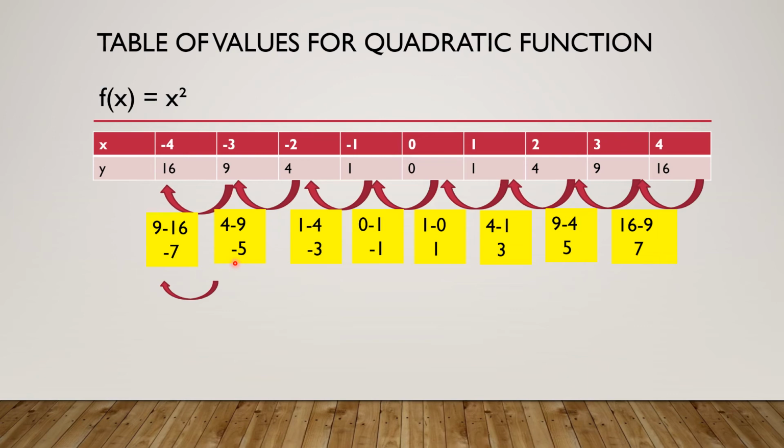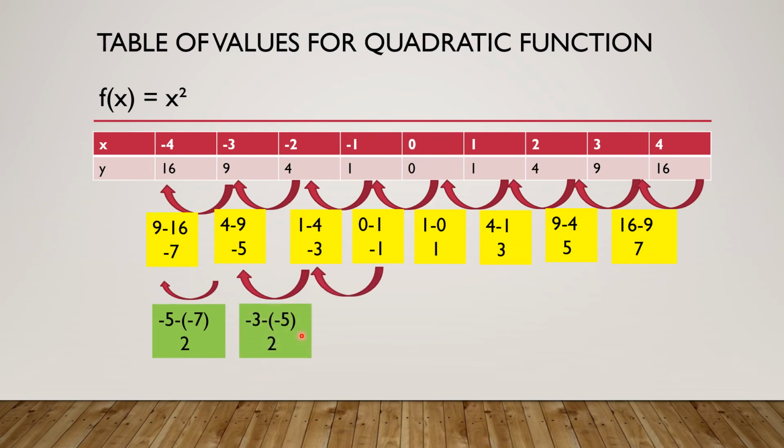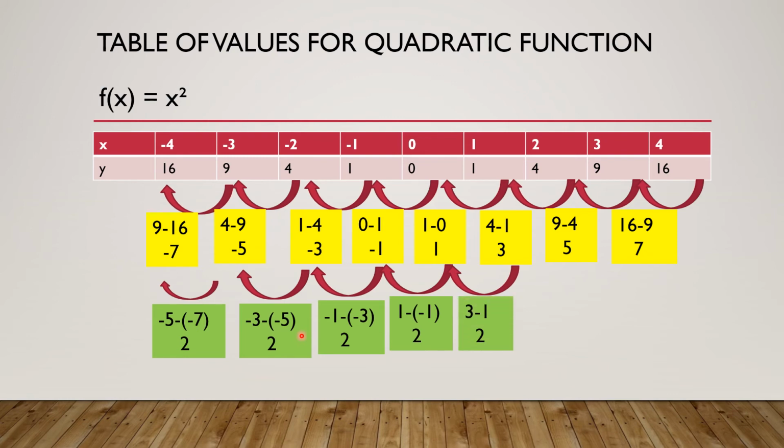Negative 5 minus negative 7. Let's see. Negative 5 minus negative 7 is positive 2. Negative 3 minus negative 5 is positive 2. Negative 1 minus negative 3, that is positive 2. 1 minus negative 1, that is 2. Then 3 minus 1, that is 2. 5 minus 3, that is 2. And 7 minus 5, that is 2.